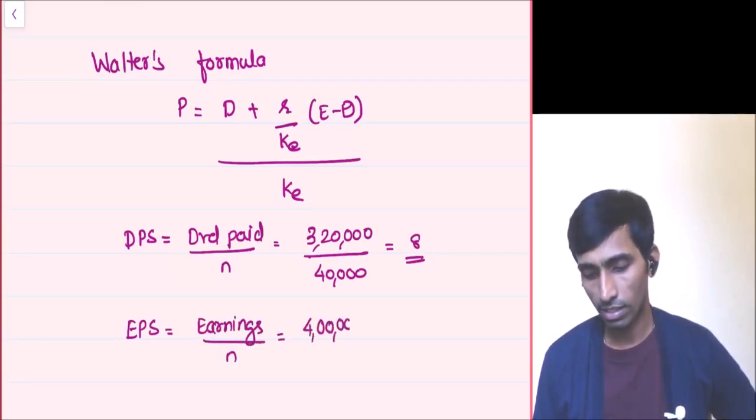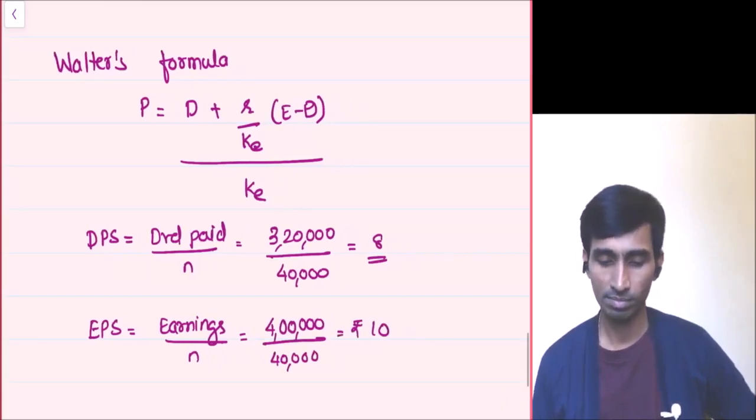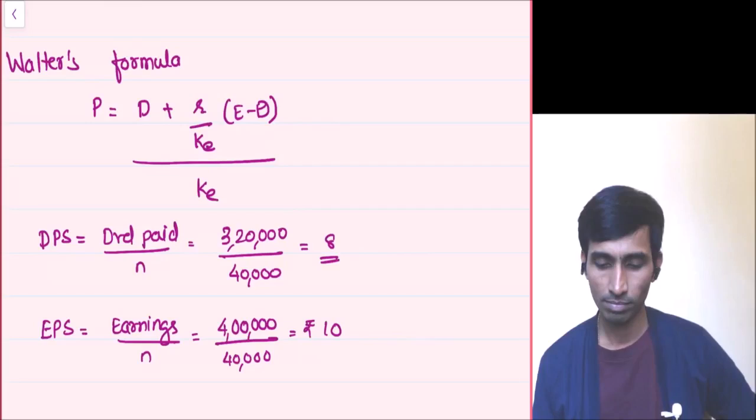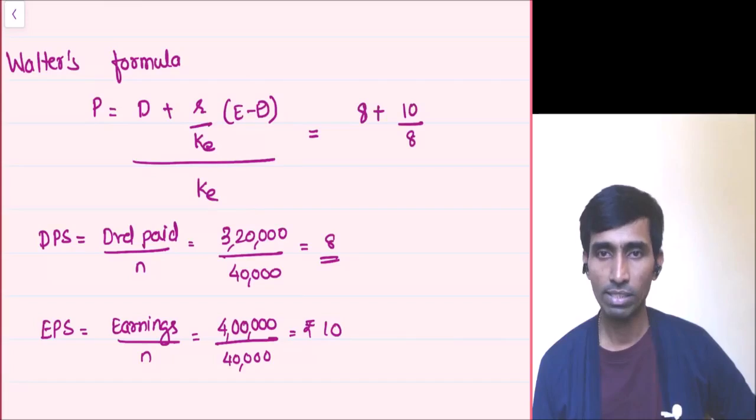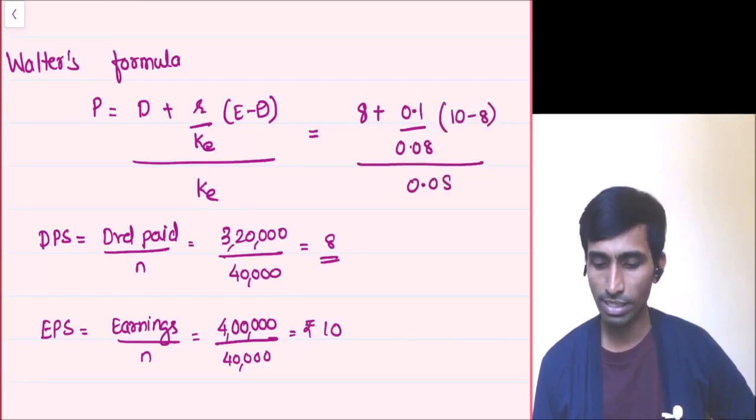Earnings is 4 lakh divided by 40,000, so my EPS is 10. Now I can apply the formula. Dividend is 8 plus R was 10 upon KE was 8%. So I'll have to take not 10, I'll take 0.1, upon 0.08 into earnings is 10 minus 8, the whole divided by 0.08.